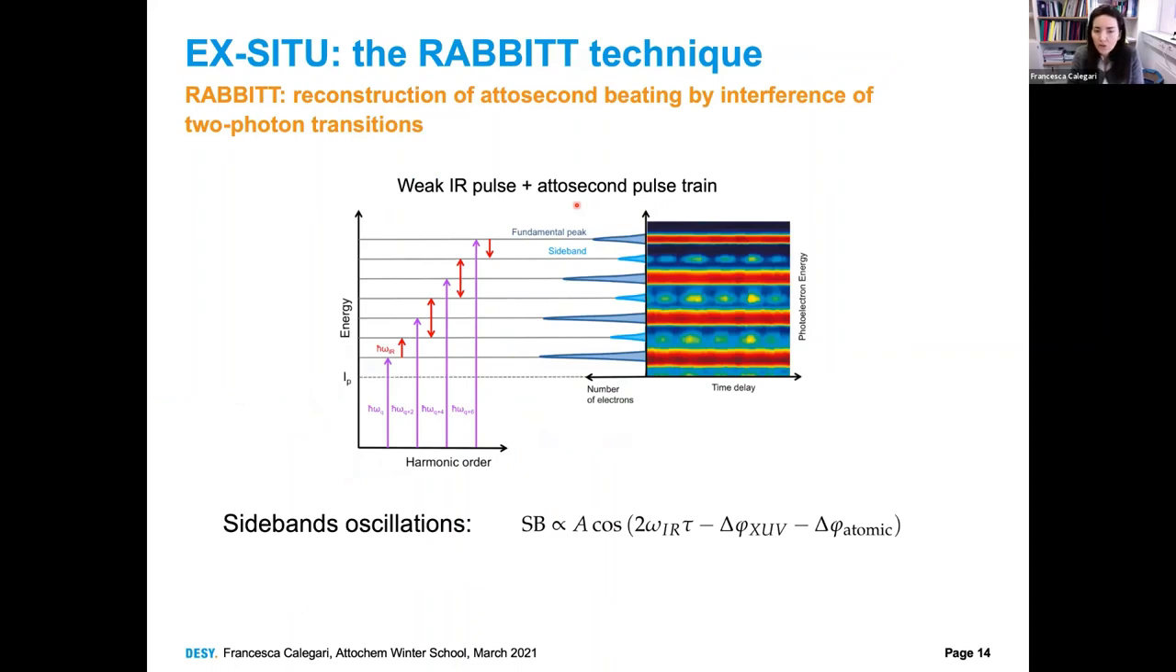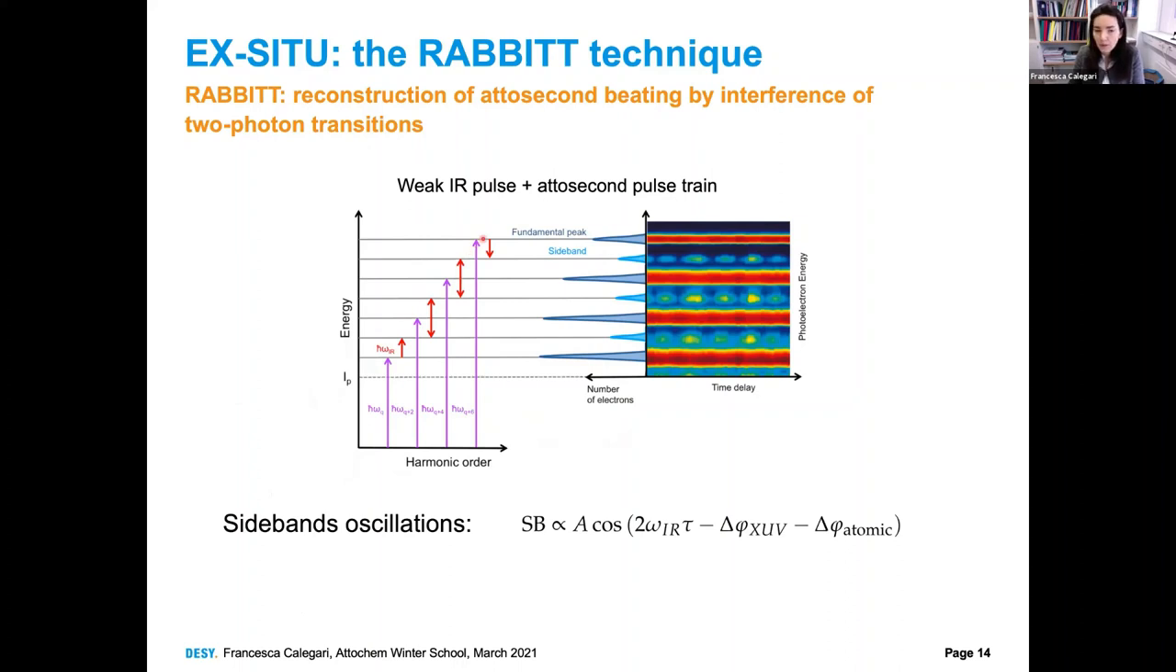RABBIT: reconstruction of attosecond beating by interference of two-photon transitions. This is a method which has been introduced for the characterization of attosecond pulse trains. What's happening here is that when you photoionize your target with your harmonic spectrum, so you remember that you have the odd-order harmonics of the fundamental, then you will access, as you see here, these energy levels in the continuum.